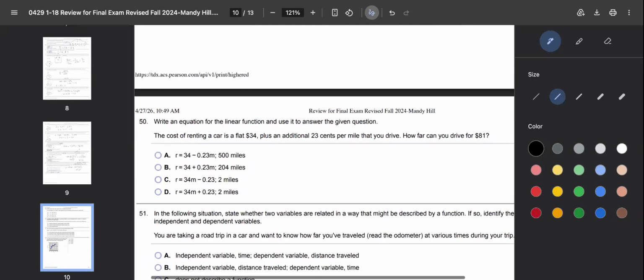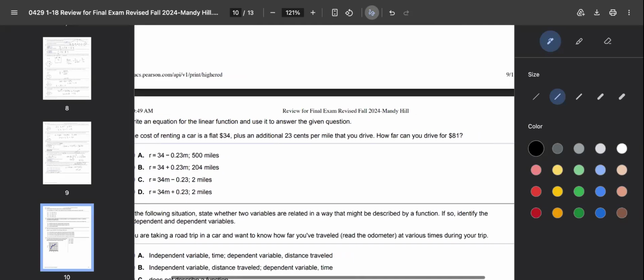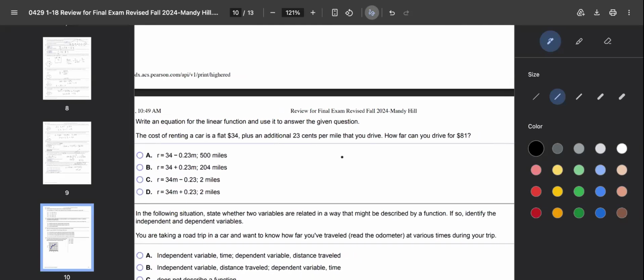The cost, we're writing an equation. The cost of renting a car is a flat $34 plus an additional 23 cents per mile that you drive. How far can you drive for $81? So the equation would be $34 plus 23 cents every mile. So now they're saying, well, okay, if your total is $81, then how many miles can you drive?